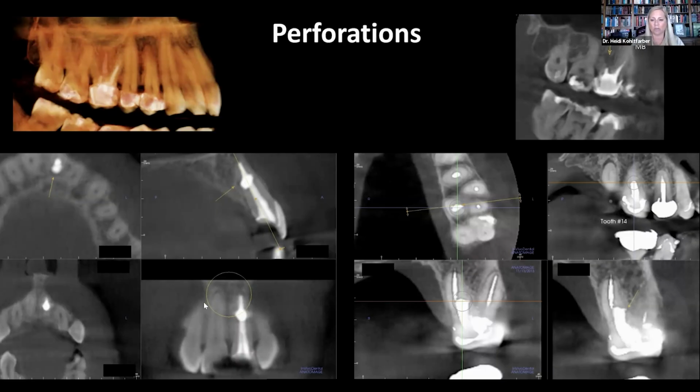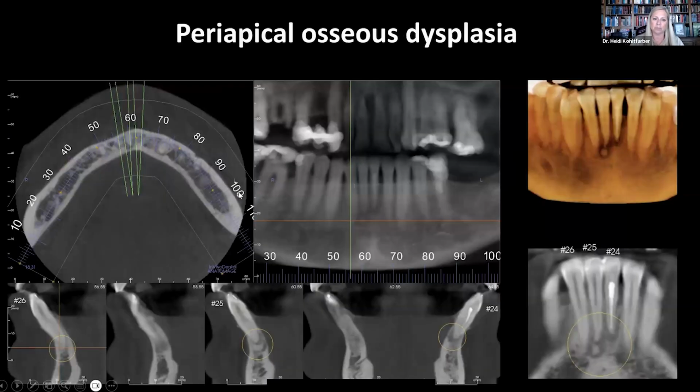We can easily see perforations. So here we have a nice perforation. Here we have a nice perforation with associated bone loss. We have another, this is actually a perforation repair. And we see other things like our benign fibro-osseous lesions.